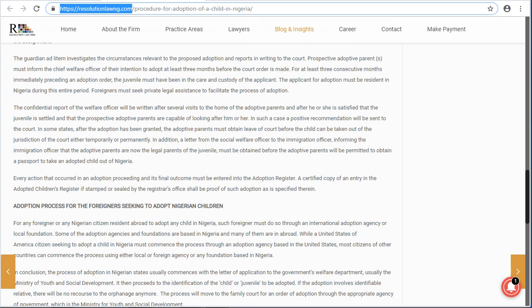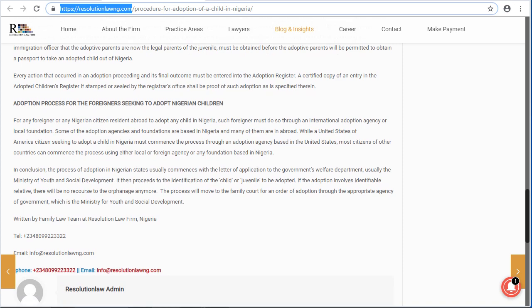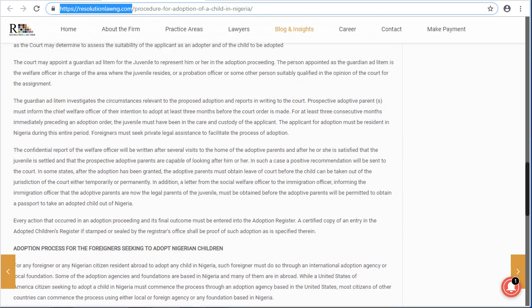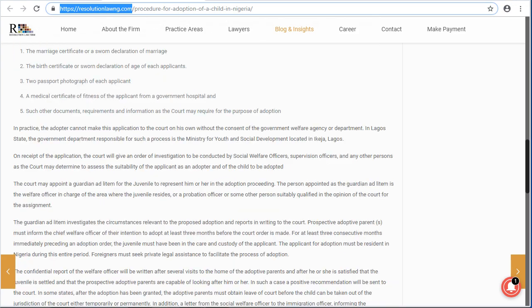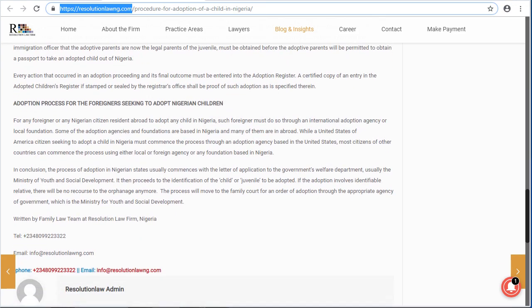So, adoption process for a foreigner seeking to adopt a Nigerian child. A lot of processes are involved, but I'll give you some of the major ones. For any foreigner or any Nigerian citizen residing abroad to adopt any child in Nigeria, such a person must do so through an international adoption agency or local foundation. Some of the adoption agencies and foundations are based in Nigeria, and many of them are abroad.